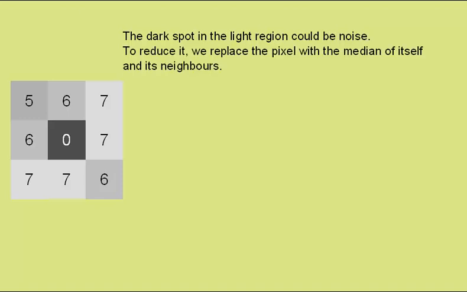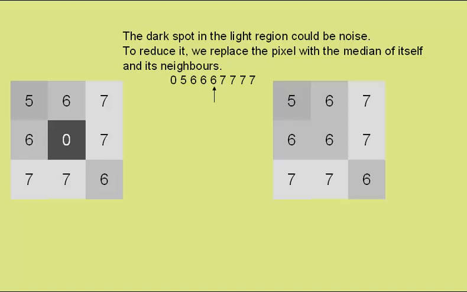To reduce it, we can replace that pixel with the median of itself and its neighbours. So if I list the numbers in order and pick out the median, I can then replace the central dark pixel, which we believe to be noise, with value 6, and you see we've successfully removed the noise from the image.